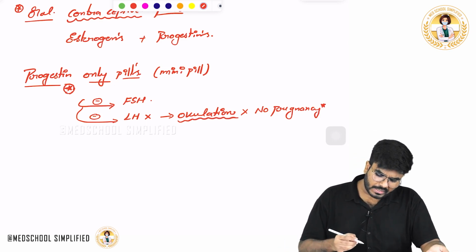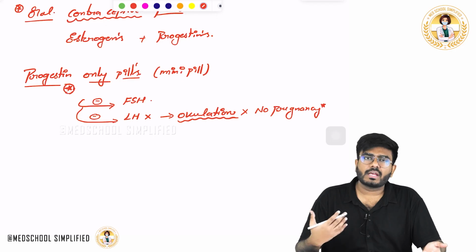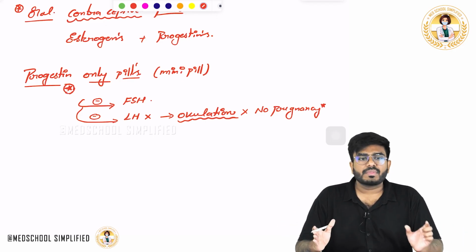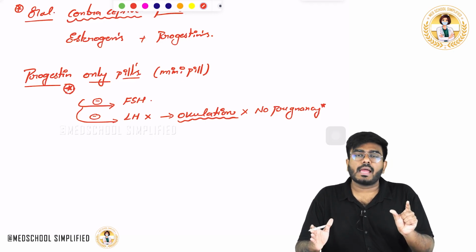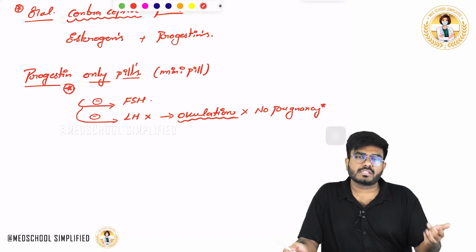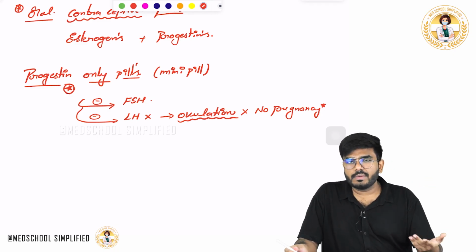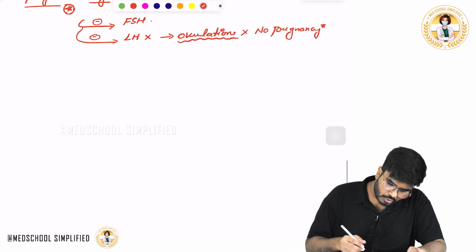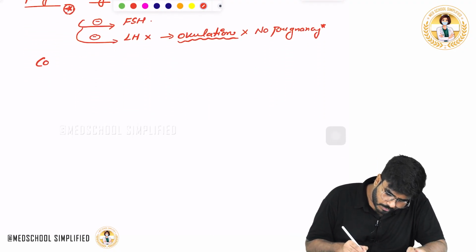And not only that, if you are giving progestins, they are going to continuously cause the atrophy of the uterine endometrium. Endometrial atrophy is going to occur, so implantation is not going to occur. So that can also prevent the pregnancy from happening. Okay, these are the progestin only pills. Next, there are also combination pills. What are combo pills?